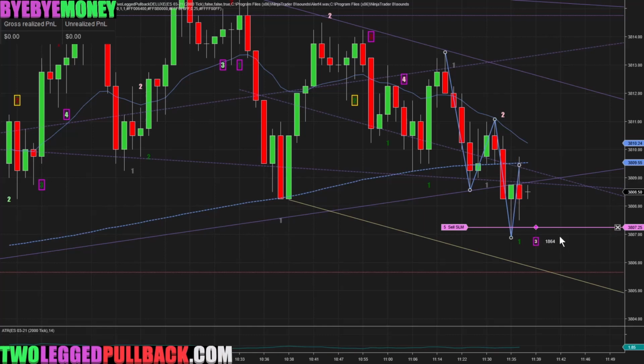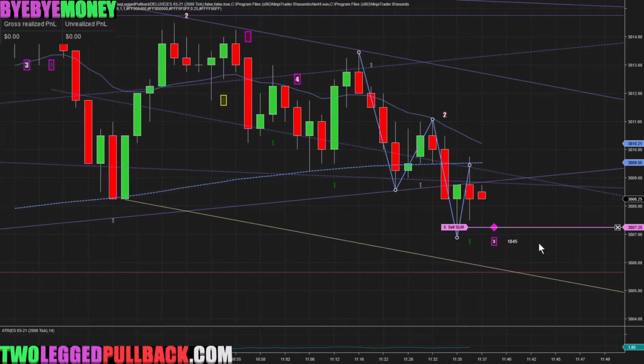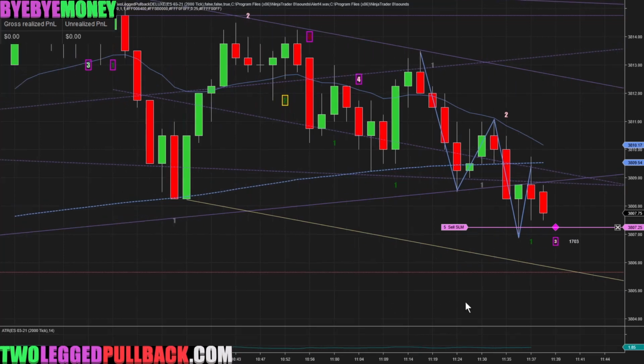Raising my stop entry. Alright, I'm in this trap now, thinking it's gonna hit this red line here, which is yesterday's close. So we had a two-legged pullback that failed, and now we're in the trap on a downtrend.